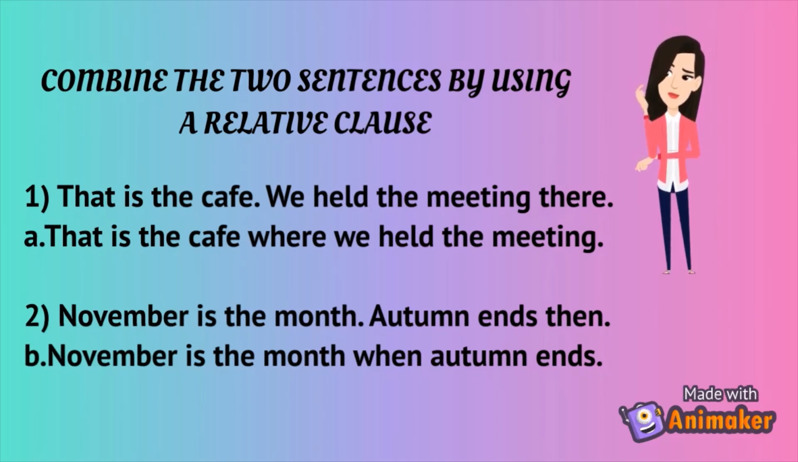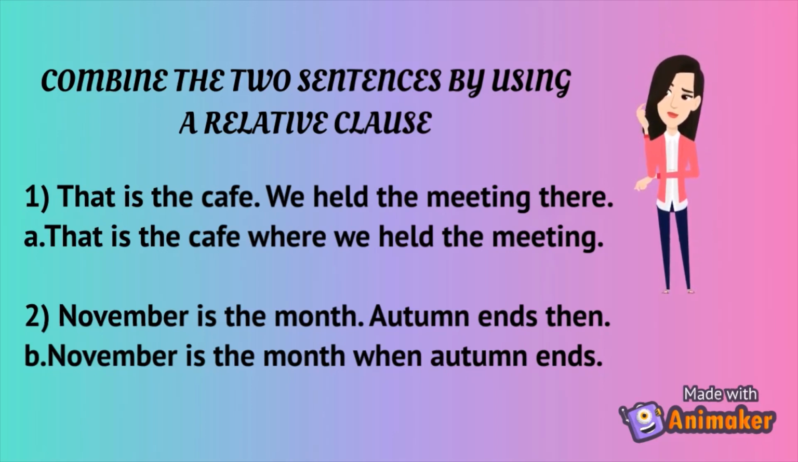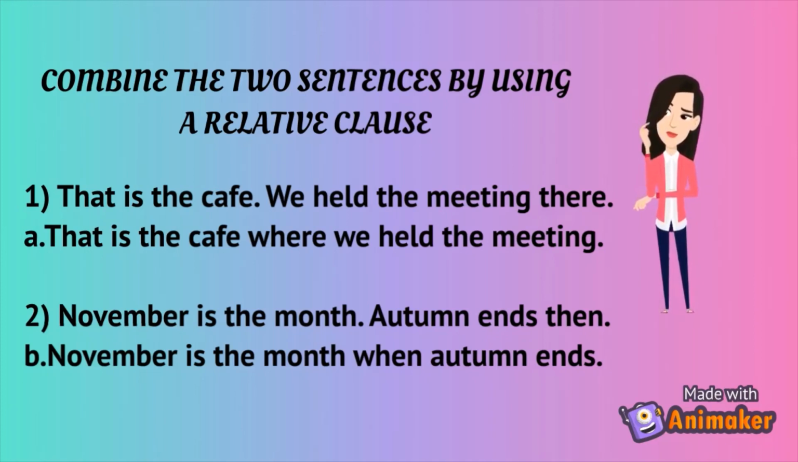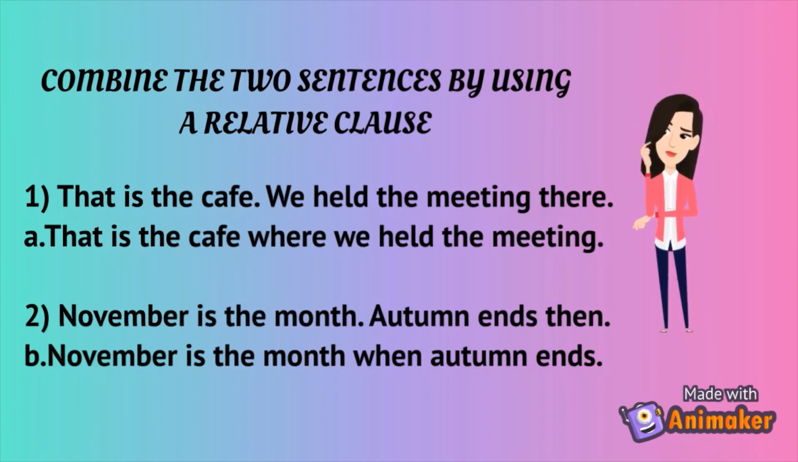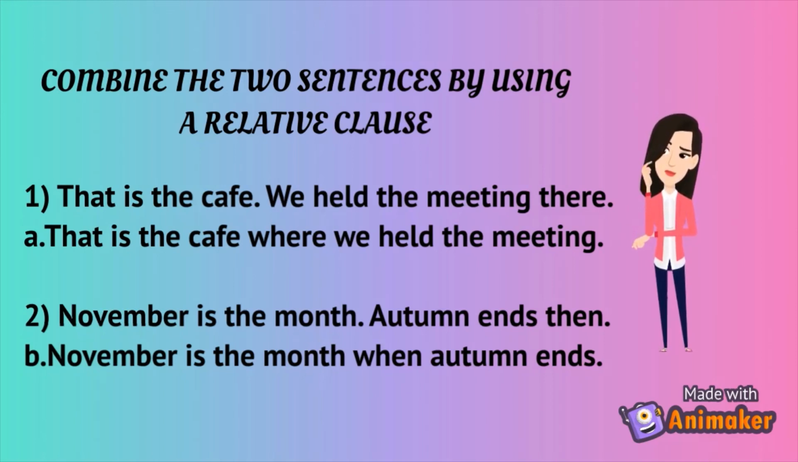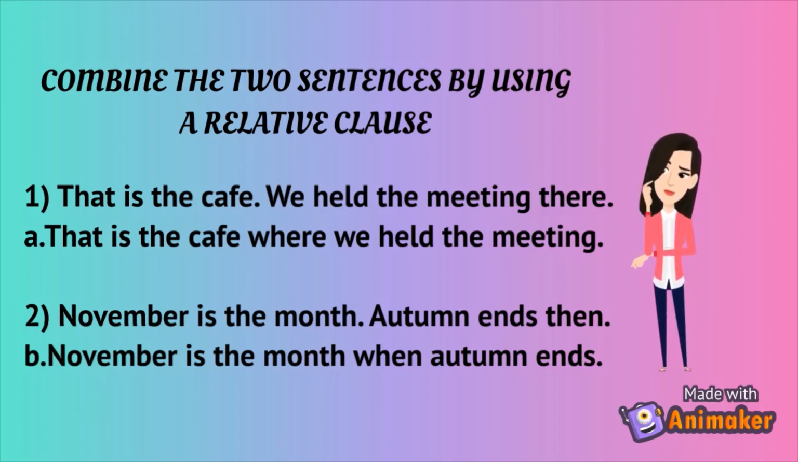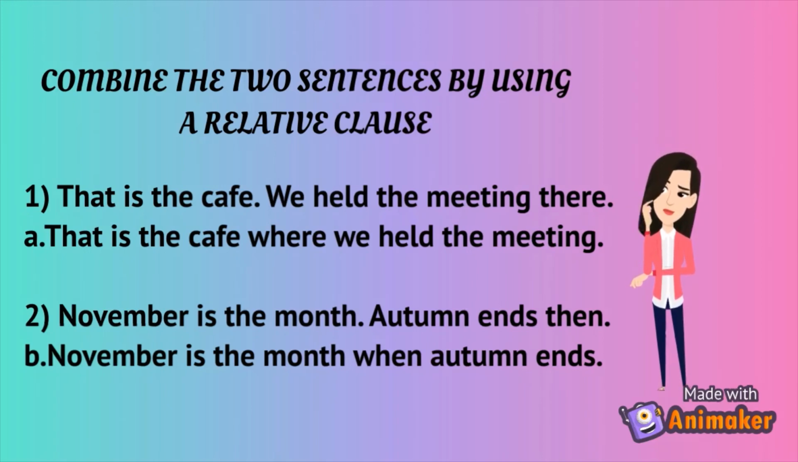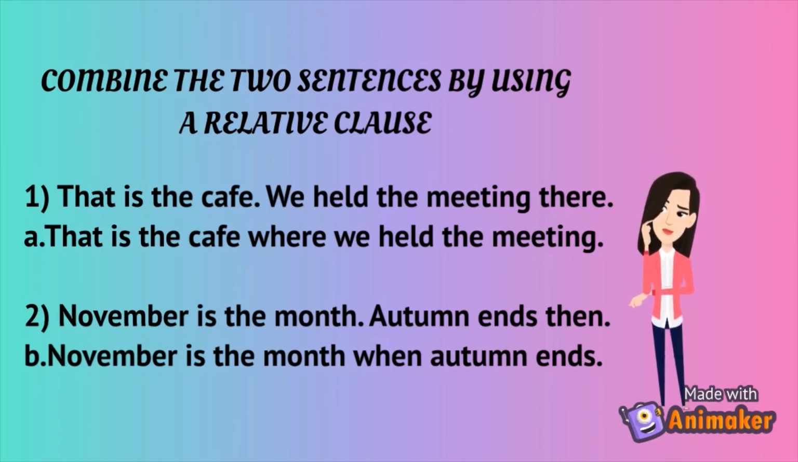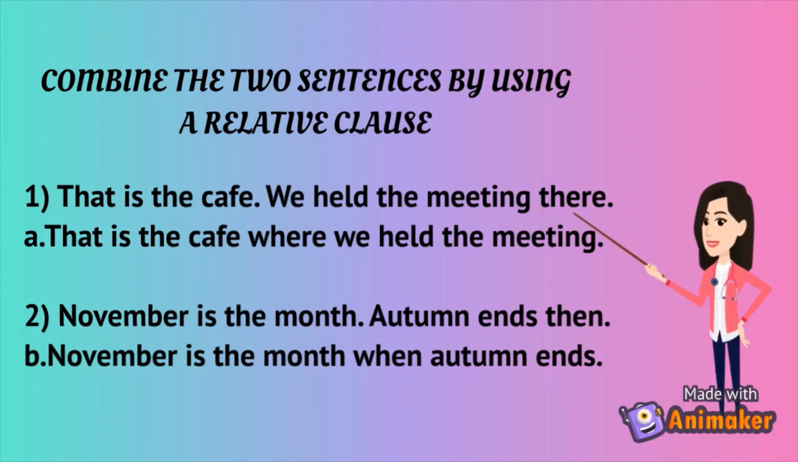First one, that is the cafe, we held the meeting there. There refers to the cafe. As we use where for places and the cafe is a place, we need to omit there and after the cafe put where. Here is our relative clause. That is the cafe where we held the meeting. Second one. November is the month, autumn ends then. As these sentences are related to time, we should use when. In the second sentence, then should be omitted and when should be put after the first sentence.